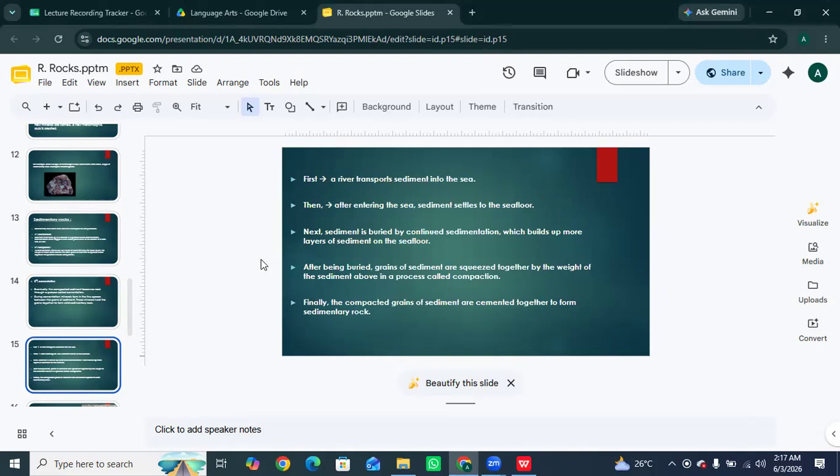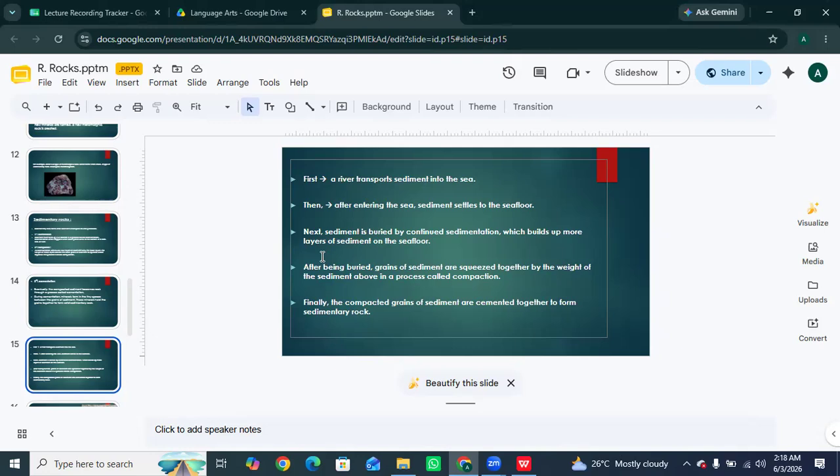So first, a river transports sediment into the sea. Then, after entering the sea, sediment settles to the sea floor. Next, sediment is buried by continued sedimentation, which builds up more layers of sediment on the seafloor. After being buried, grains of sediment are squeezed together by the weight of the sediment above in a process called compaction. And finally, the compacted grains of sediment are cemented together to form sedimentary rocks.